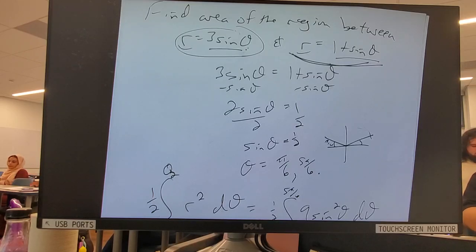Is 10-4 like what we're doing right now with the area between? Yeah.